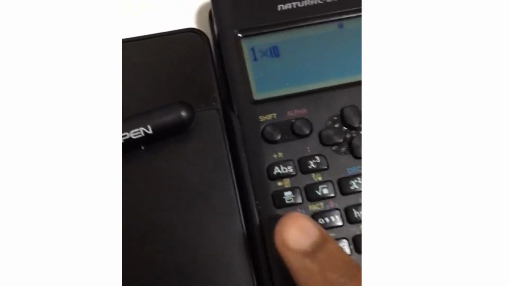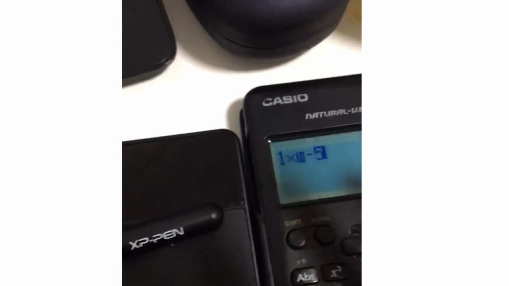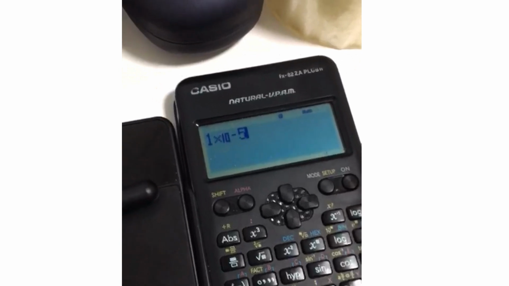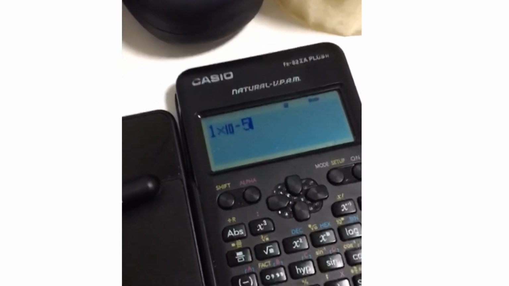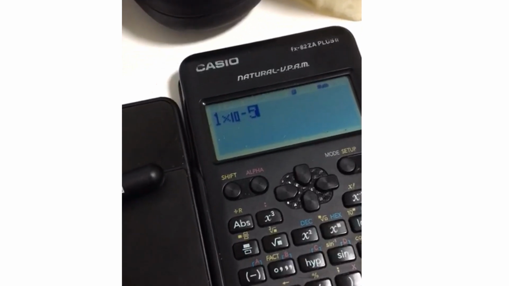I don't press that one. If I want to say minus 5, I just press this negative sign here, negative 5, like this. It saves much space on the calculator, so that you can type everything in. That long thing that we had to calculate, you will just calculate it easily.